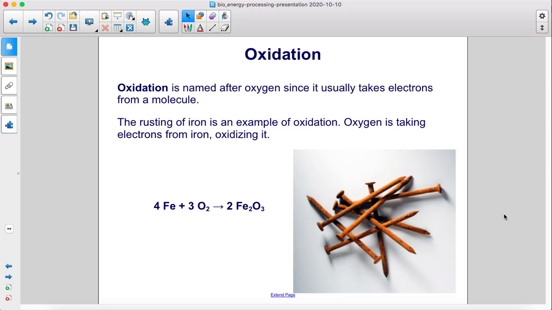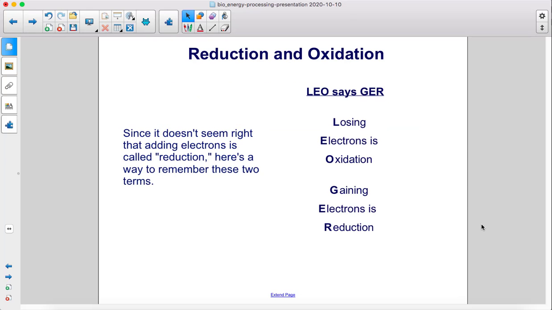Oxidation is named after oxygen, since it usually takes electrons from a molecule. The rusting of iron is an example of oxidation. Oxygen is taking electrons from iron, oxidizing it. Since it doesn't seem right that adding electrons is called reduction, here's a way to remember these two terms. LEO says GER. Losing electrons is oxidation, gaining electrons is reduction.